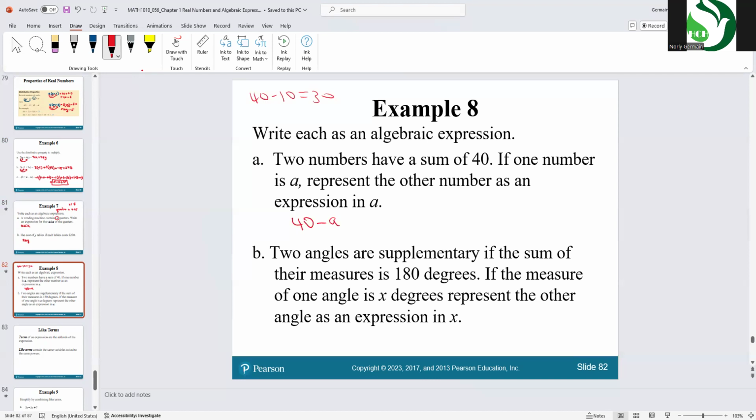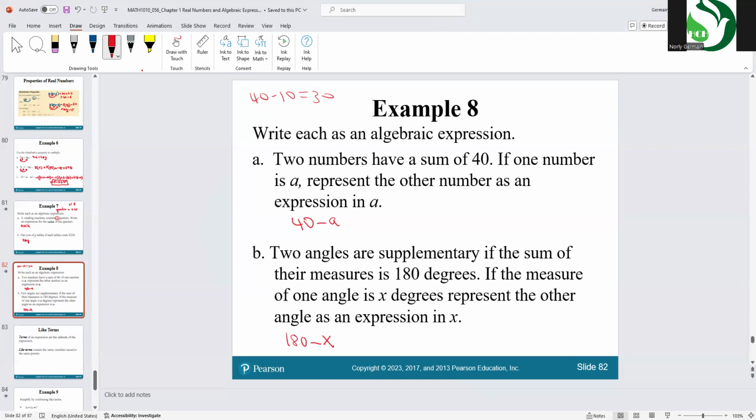Two angles are supplementary if the sum of the angles is 180 degrees. If the measure of one angle is x degrees, represent the other angle as an expression of x. So you have 180 degrees in total. If one angle is x, you need to subtract it from the total, so this is the value for the rest. Once you know what x is, you can substitute it. Let's say one angle is 60 degrees, then you know the other one will be 120.